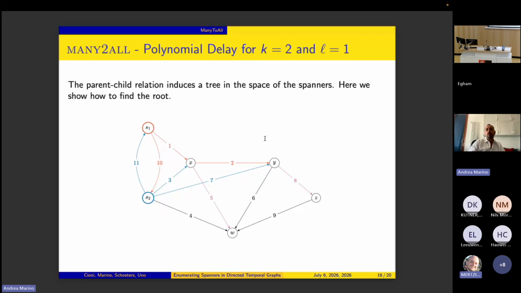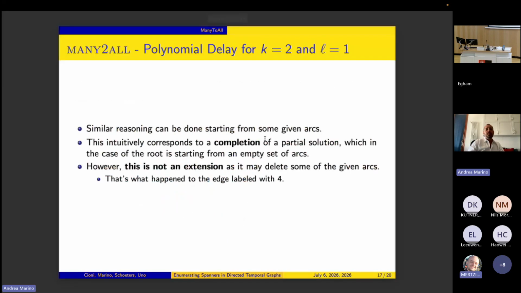Starting from this, now I will navigate the graph of solutions. And actually, I can do a similar reasoning, starting from some given arcs. So instead of starting from an empty set, I start from some given arcs, and I apply this strategy. This corresponds to a completion of a partial solution, which in the case of the root was indeed starting from an empty set of arcs.